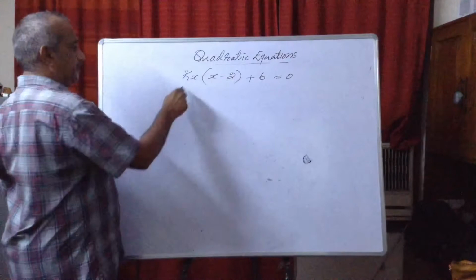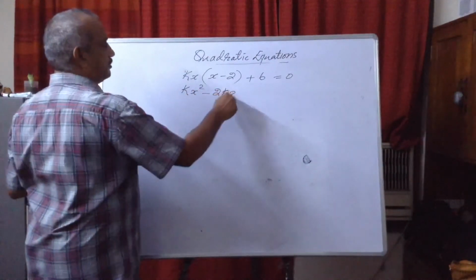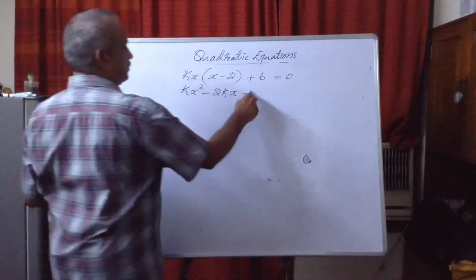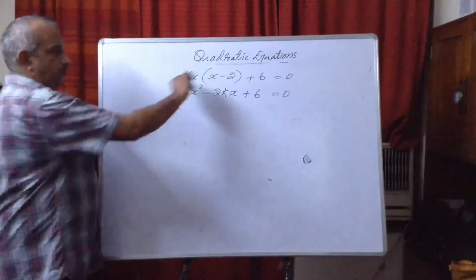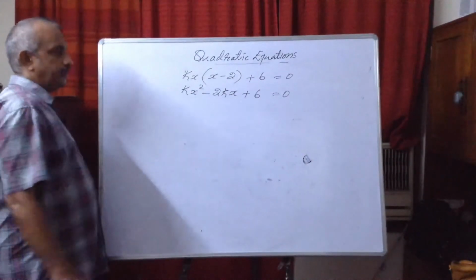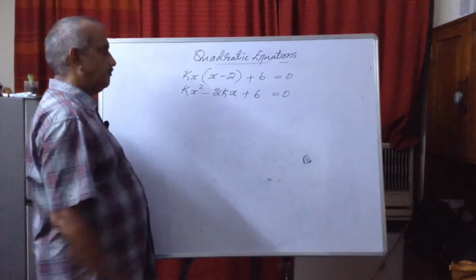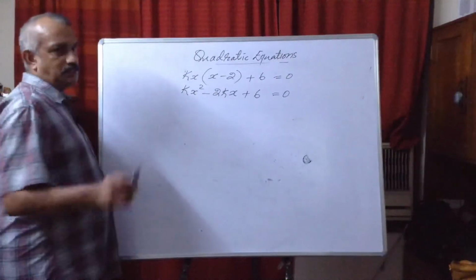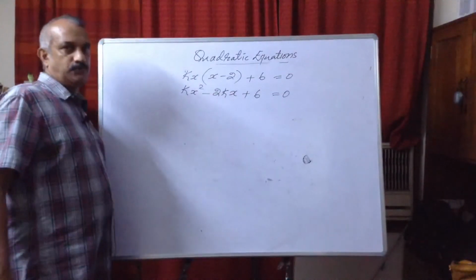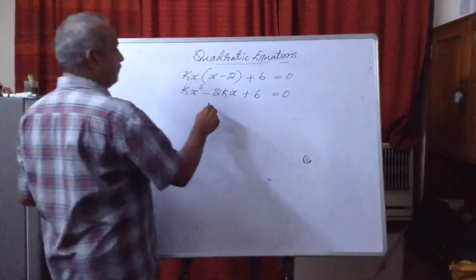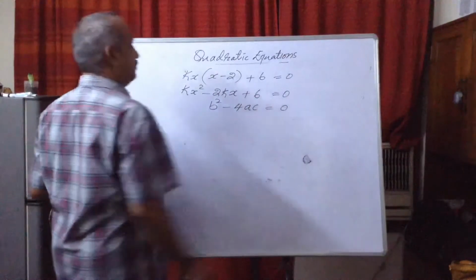Let us open the bracket. Kx square minus 2kx plus 6 is equal to 0. Let us write in standard form: kx into x, kx square, then minus 2kx plus 6 is equal to 0. Now, the question says that it has two equal roots, so b square minus 4ac should be equal to 0.